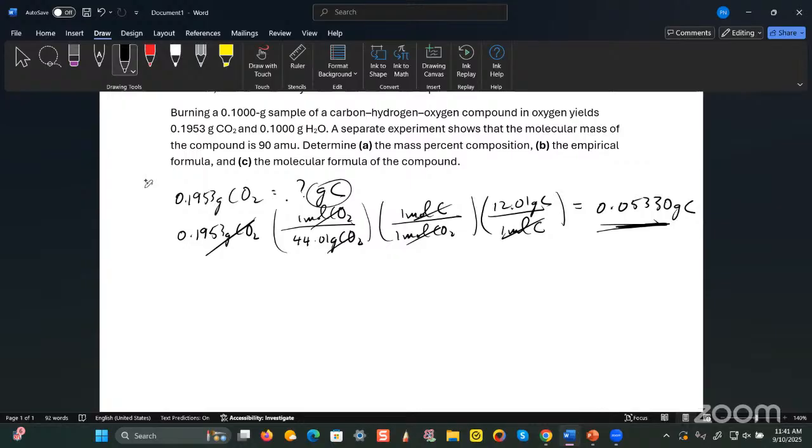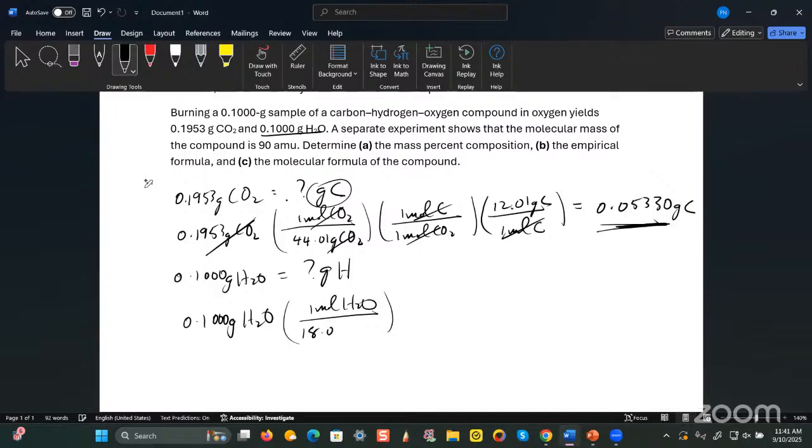The next step is to do something similar, but this time we're trying to determine the mass of hydrogen. So they gave us the mass of water here, which is 0.1000 grams of H2O. And what you need to find is the mass of hydrogen in grams, all right? So we're going to start off with the 0.1000 grams of water. We're going to convert that to moles. So that means we multiply by 1 mole of H2O divided by 18.02 grams of H2O down here. This goes with that, and therefore we have the moles of water.